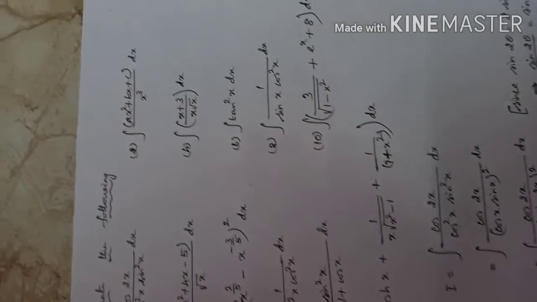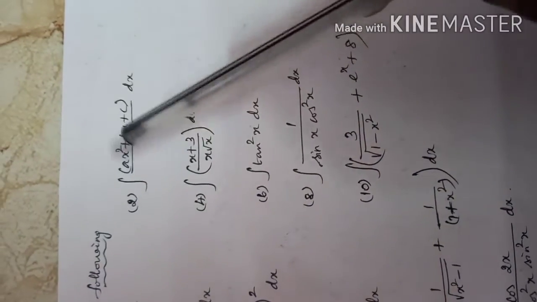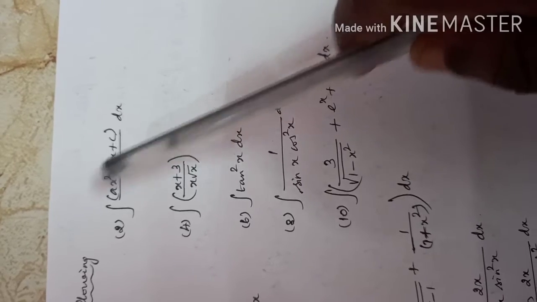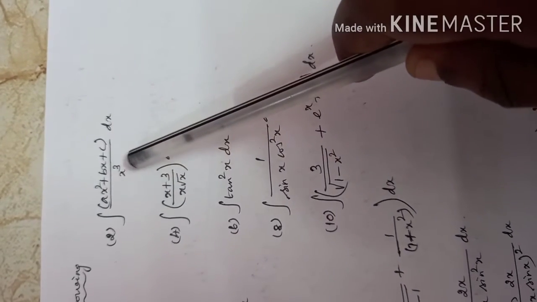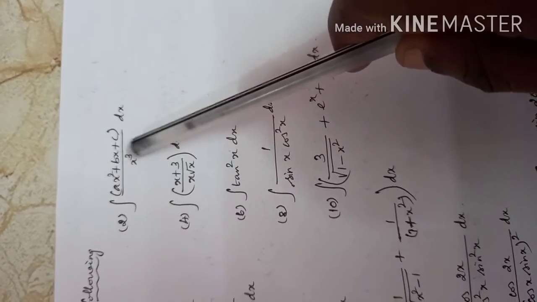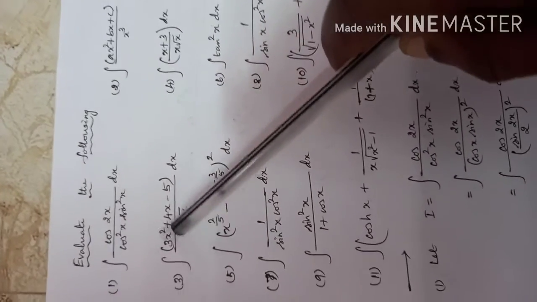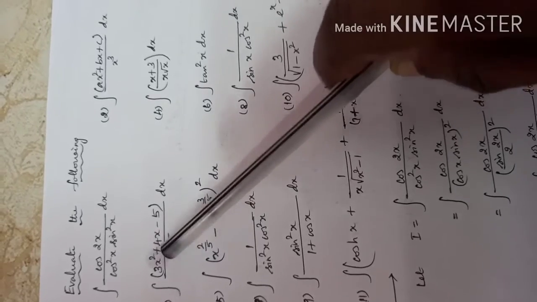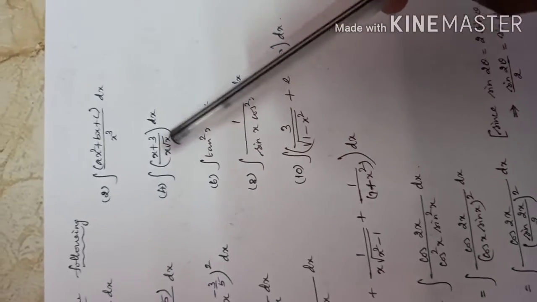Let us see another model problem. See, it is very easy, right? You divide each term by x cube and hence integrate. And similarly here, if you look at the problem, divide each term by root x and hence get the answer, right? And it is very easy.